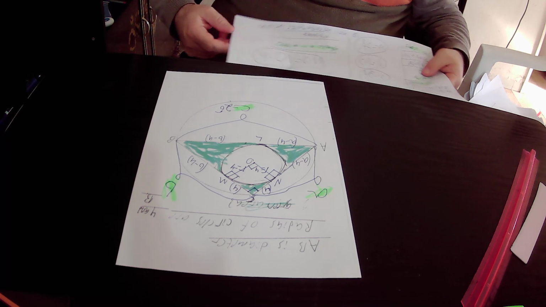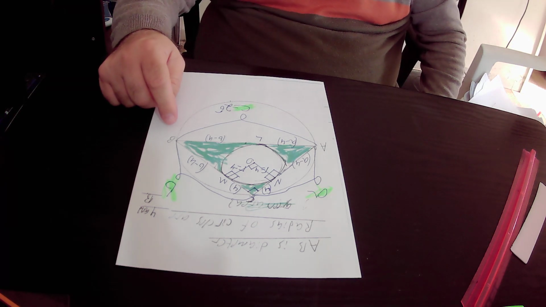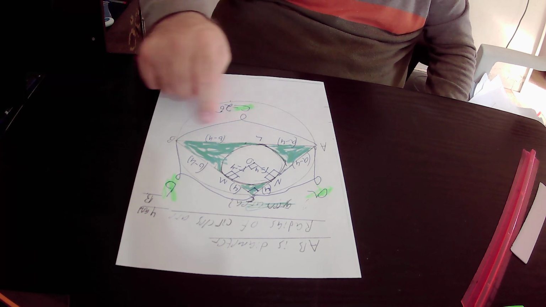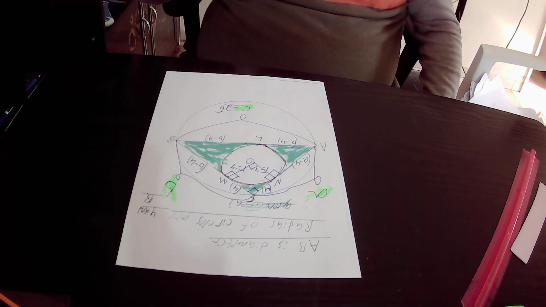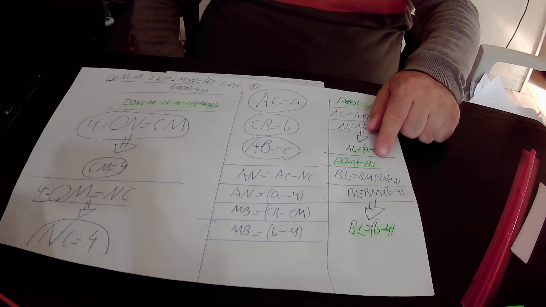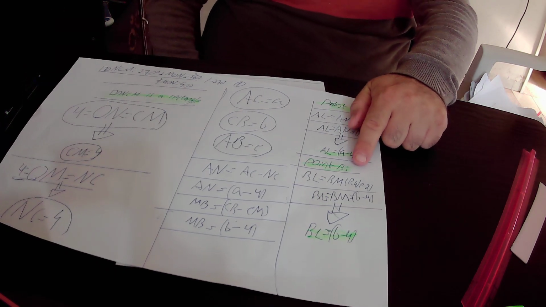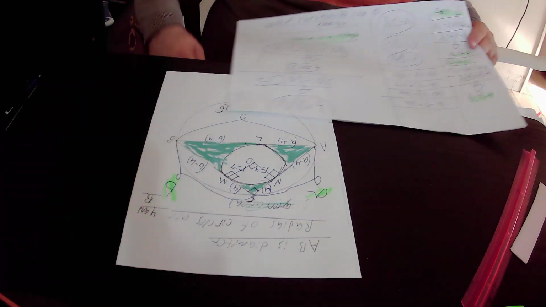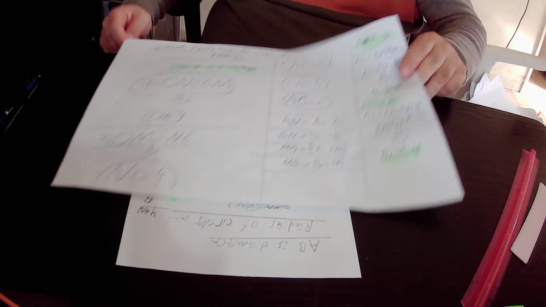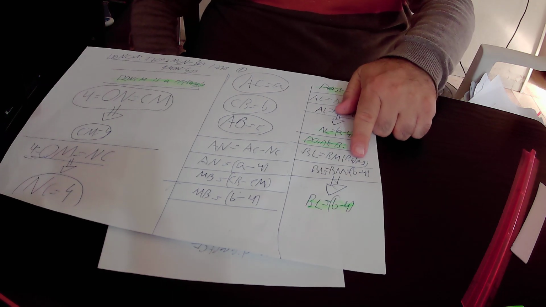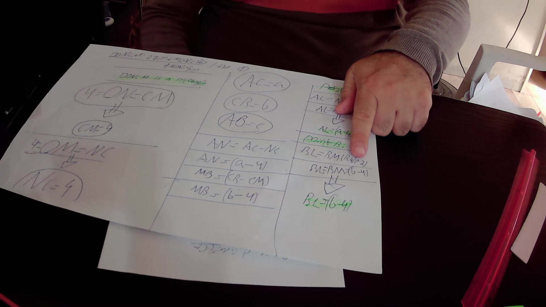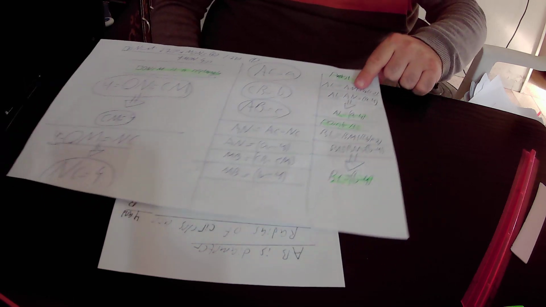Then we focus on the common external point, point B. From the common external point, point B, we have two tangents to the small circle, tangent BL and tangent BM. According to rule number 2, they must be equal to each other. Here BL equals BM according to rule number 2. But we have already found out that BM equals B minus 4, so we derive that BL is also equal to B minus 4.